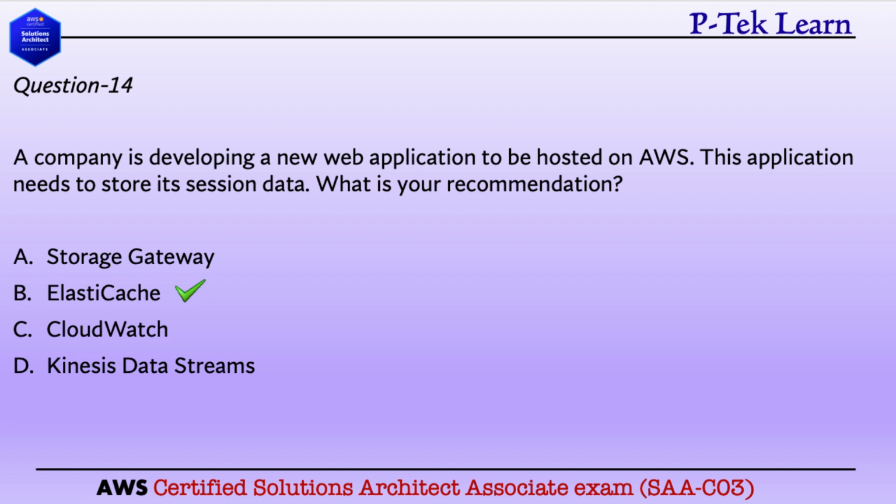Option C, CloudWatch. CloudWatch offers cloud monitoring services for the customers of AWS resources. This is not suitable to store the session data. And finally, Kinesis Data Streams. Kinesis Data Streams is to stream big data online and analyze the data. That is not to store the data. So the right option is B.